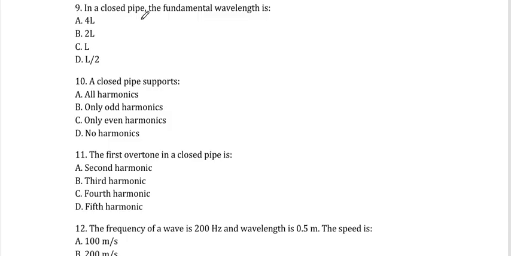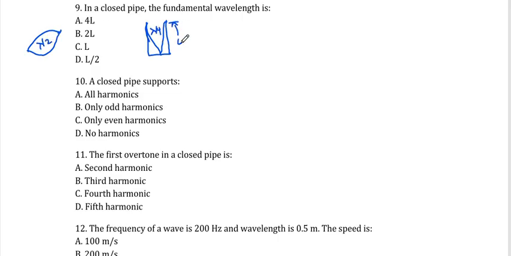this is what the closed pipe looks like. It is closed at one end and open at one end. A closed pipe starts with an antinode and ends with a node, like this and like this. And this is half a loop. A complete loop is lambda over 2. So half a loop is lambda over 4.